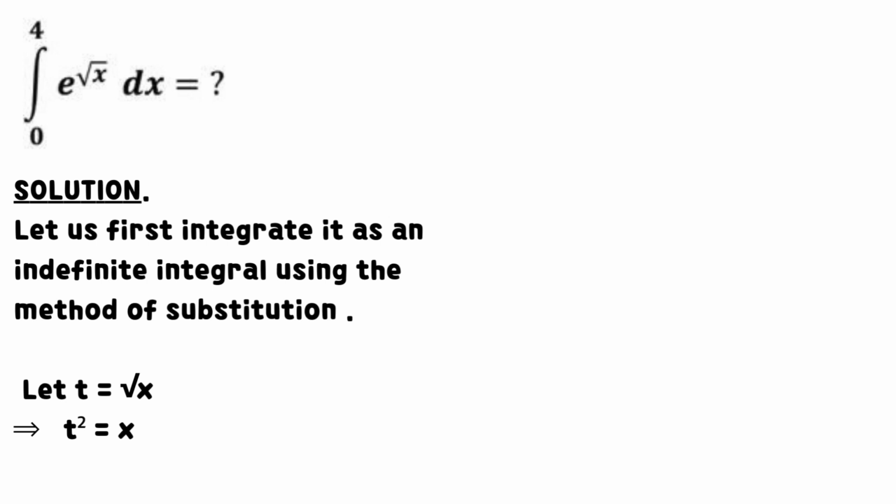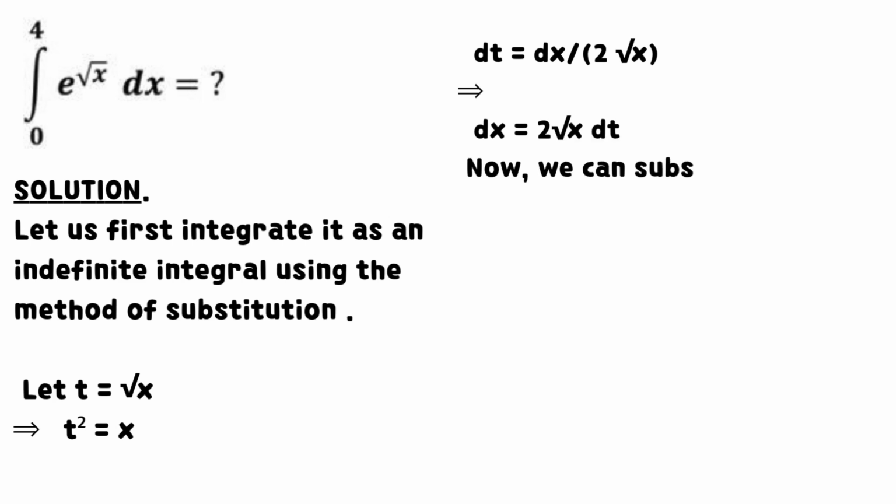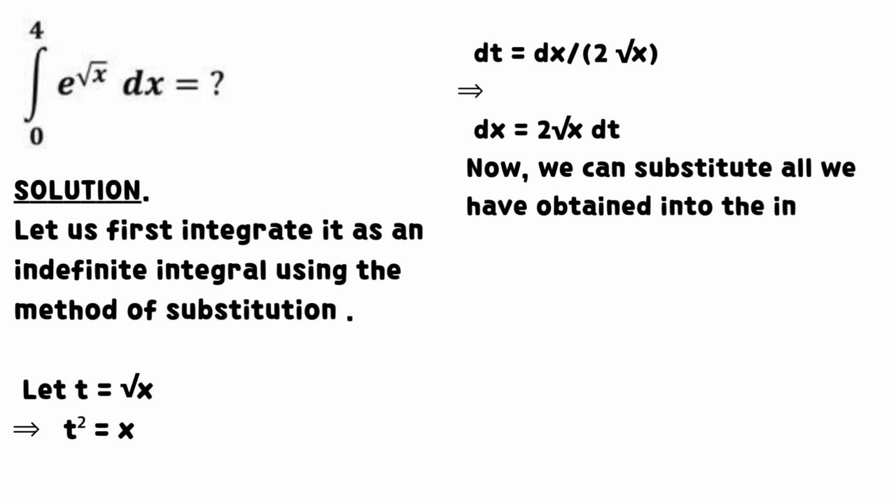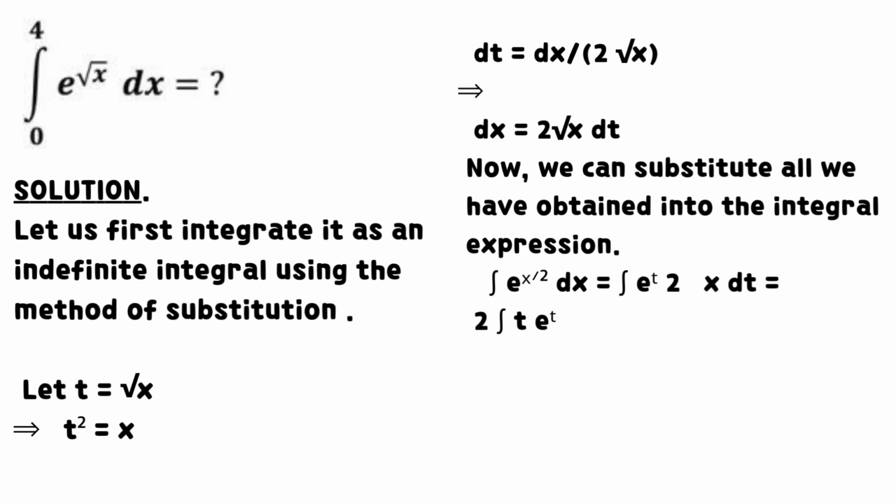Let us assign t to be equal to the square root of x. By squaring the equation, we have that t squared equals x. dt equals dx divided by 2 times the square root of x. Make dx the subject of the formula. It implies that dx equals 2 times the square root of x, dt.